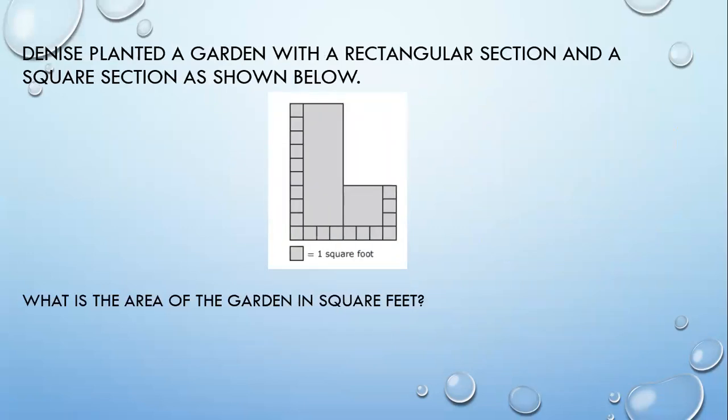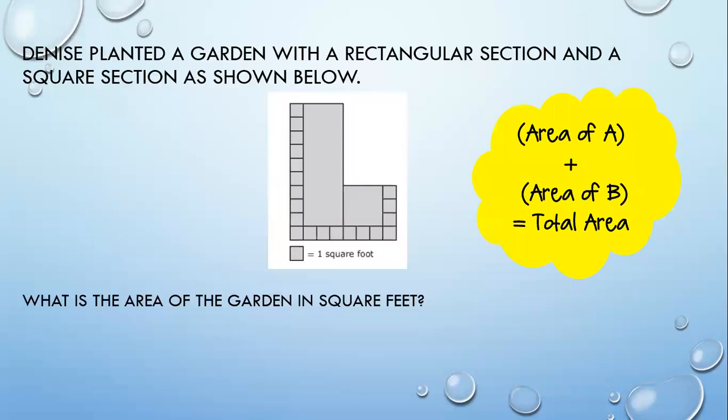Okay, guys. Our next question is, Denise planted a garden with a rectangular section and a square section as shown below. What is the area of the garden in square feet? So we're basically going to do the same thing, and we're going to use the same property, which is the additive property. All we're going to do is split our rectangle and our square, and then you'll see that the area of A plus the area of B equals the total area. Again, that's our additive property.